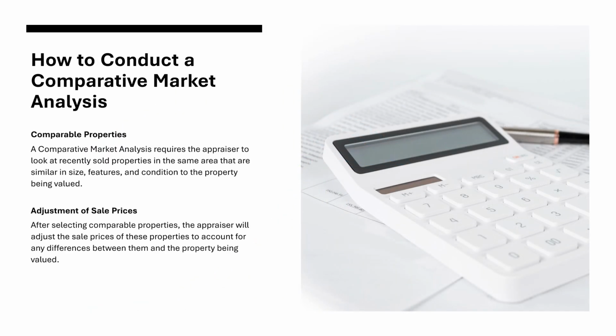How to conduct a comparative market analysis. Comparable properties: comparative market analysis requires the appraiser to look at recently sold properties in the same area that are similar in size, features, and condition to the property being valued. Adjustment of sale prices: after selecting comparable properties, the appraiser will adjust the sale prices of these properties to account for any differences between them and the property being valued.